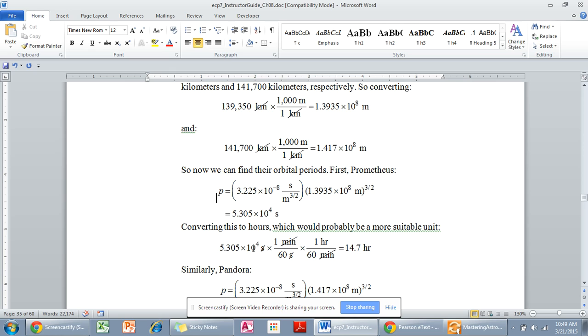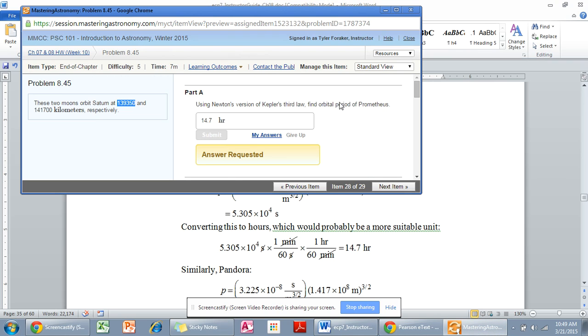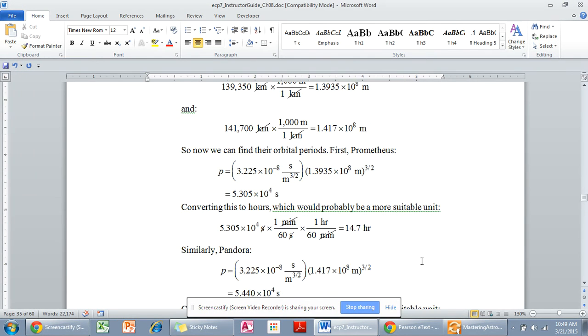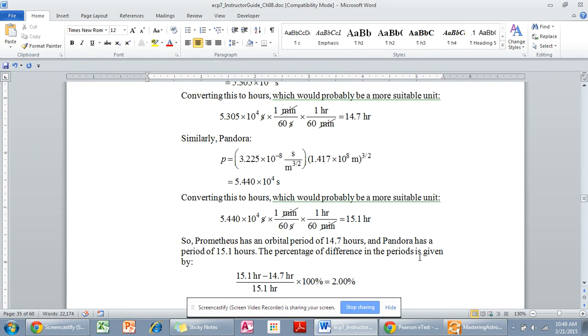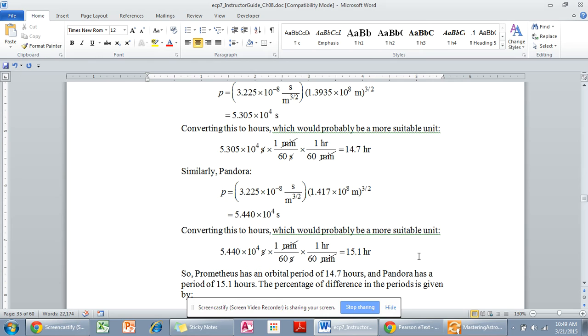And once we do the math straight through, we will find out that the original question of find the orbital period of Prometheus, how long does it take, is 14.7 hours. The next question asks you about Pandora, so you can use the exact same math for Pandora and you'll come up with 15.1 hours. So you now have parts A and B of that question, 8.45, solved for you.